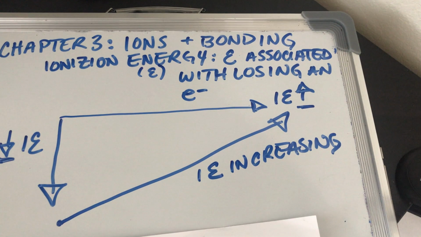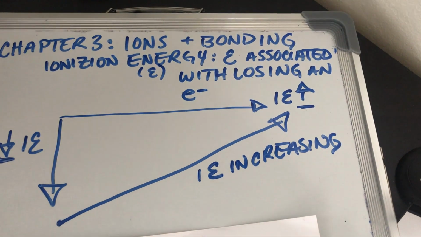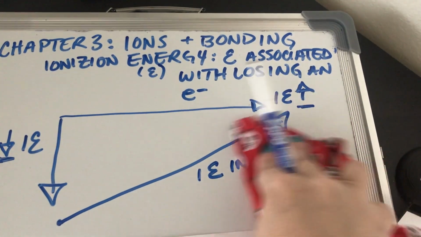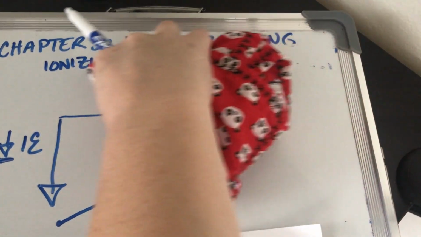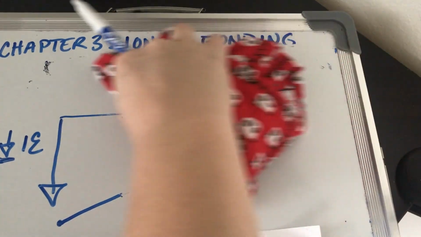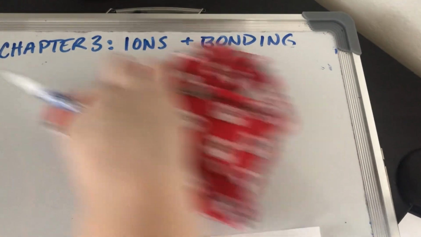Cool. And just for your own edification, Chapter 2 technically has this information, but I think it makes more sense in the context of Chapter 3, so I put it in there, just so you guys aren't totally confused. Everybody okay with ionization energy? Cool. So that's looking at how much it costs to lose an electron.